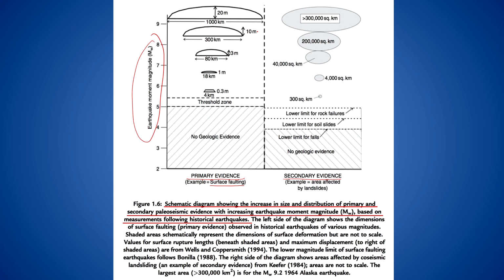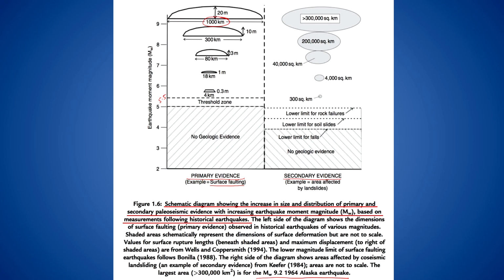So the larger the magnitude, one can expect a larger rupture, okay. This 1,000-kilometer rupture is correlated with the 1964 Alaskan earthquake. And the threshold limit here, which is also important for liquefaction, is around 5.5 magnitude, okay. So this is the threshold limit where liquefaction will be triggered in any area which has ideal conditions.